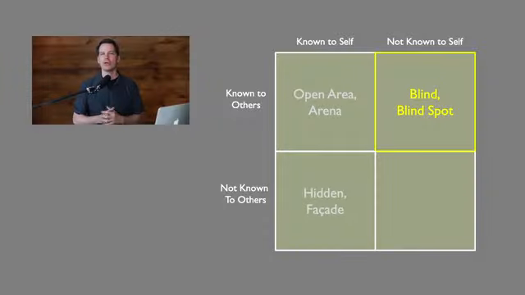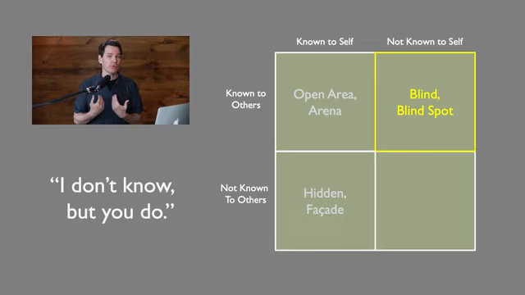Now, the third window is called the blind area or blind spot. That name may sound politically incorrect to some people, but that's what they called it when they made the model decades ago. The phrase that describes this window is, I don't know, but you do. So here, we may not realize certain things about ourselves, but others know this about us. So information in this square could be positive or negative.